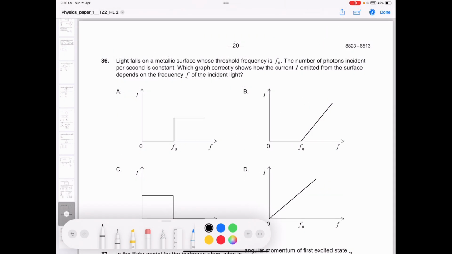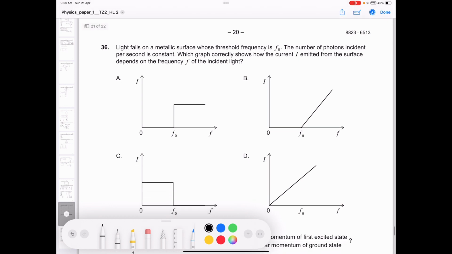Alright, number 36. So you have light falls on a metallic surface whose threshold frequency is f naught. The number of photons incident per second is constant. Which graph correctly shows how the current I emitted from the surface depends on the frequency f of the incident light? Okay, so hopefully we all know that f naught is the threshold frequency, which means below this no current can flow. Therefore, we can get rid of C and D immediately.